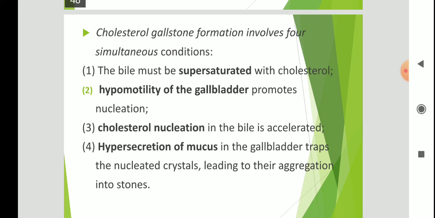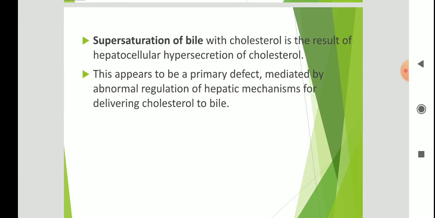hypomotility of the gallbladder. There is no proper motility, so it promotes the nucleation, the nidus formation. Cholesterol nucleation is accelerated. Hypersecretion of mucus in the gallbladder traps the nucleated crystals, leading to their aggregation into stones. The supersaturation of bile with cholesterol is the result of hepatocellular hypersecretion of cholesterol. This appears to be a primary defect mediated by abnormal regulation of hepatic mechanisms for delivering cholesterol to bile.